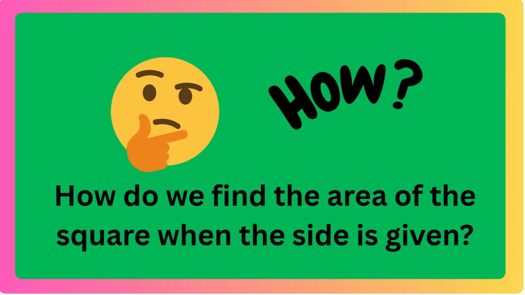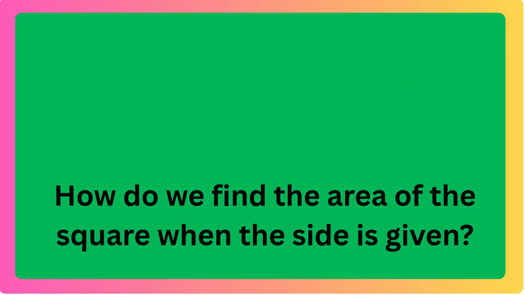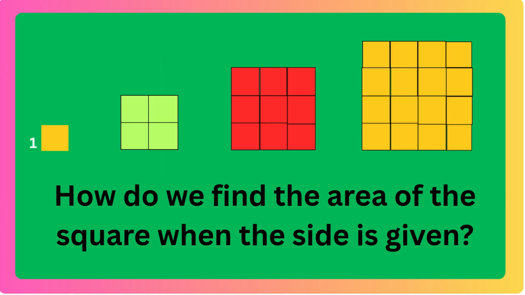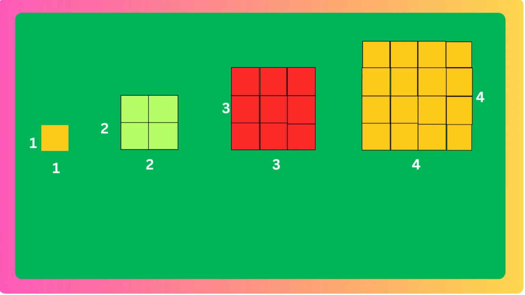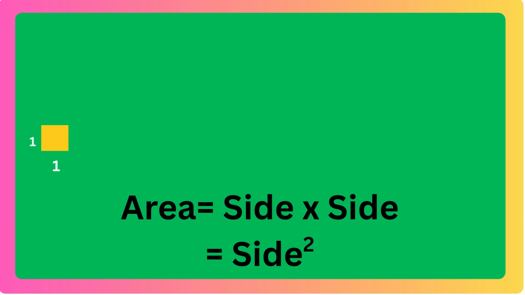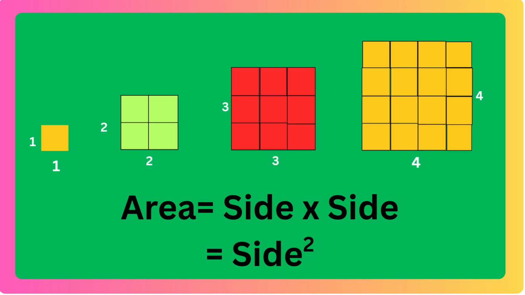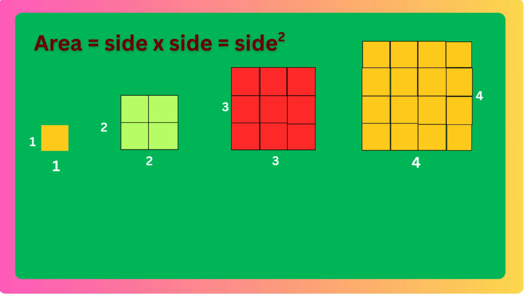Let us take a few squares and observe the area. Here we have a few squares which are of length 1 unit, 2 units, 3 units and 4 units, right? Now we all know that the area of a square is nothing but the side multiplied by its side again, which means side squared, right? So let us calculate the area for all these squares.